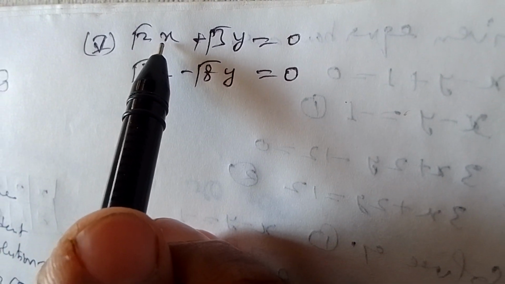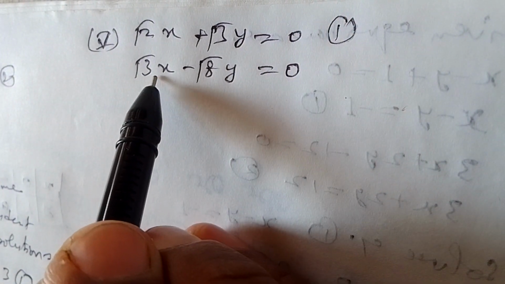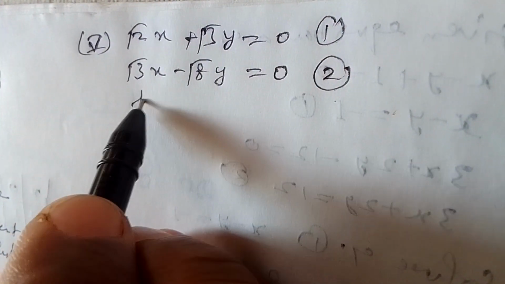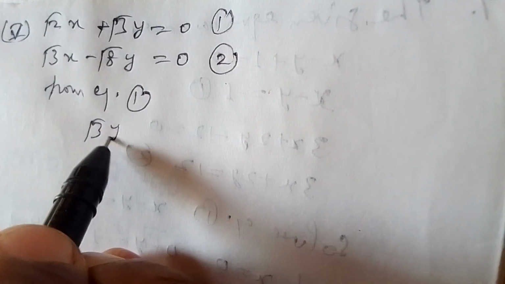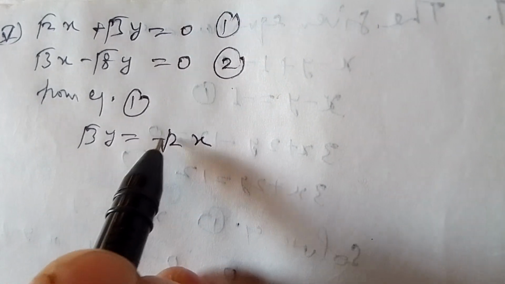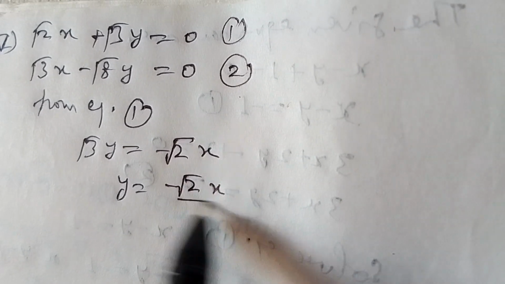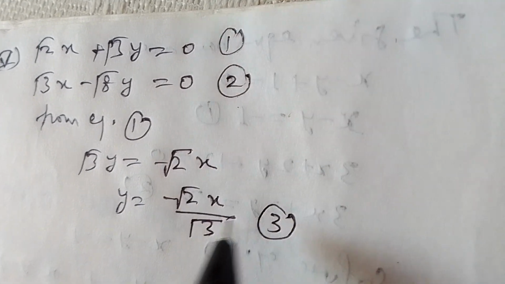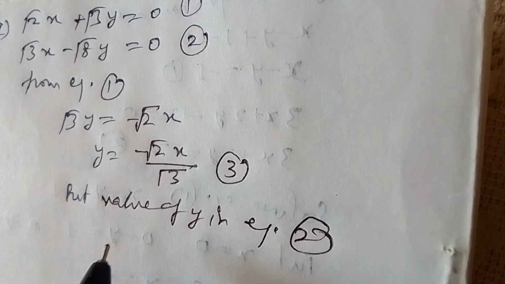Fifth part of the first question is under root 2x plus under root 3y is equal to 0, that is the first equation. Under root 3x minus under root 8y is equal to 0, that is the second equation. From equation 1 we can write it as under root 3y is equal to minus 2 under root x, or we can write y is equal to minus 2 under root x divided by under root 3. Consider it as equation 3. Now put the value of y in equation 2.